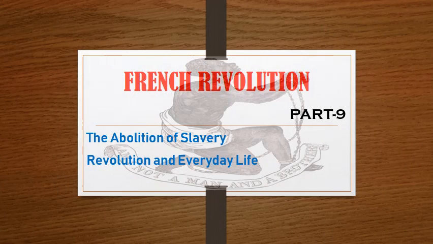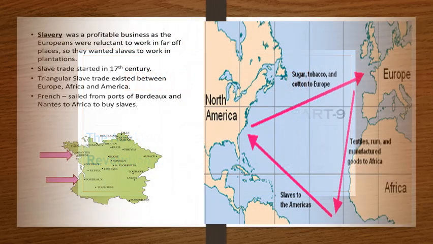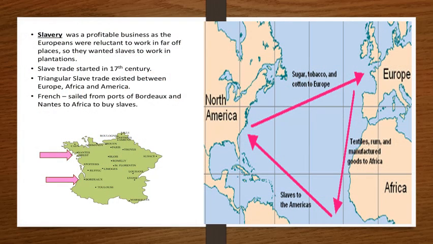Hello students, today in the last part of French Revolution, we are going to learn about the abolition of slavery and revolution and everyday life. One of the most revolutionary forms of the Jacobin regime was the abolition of slavery in the French colonies.